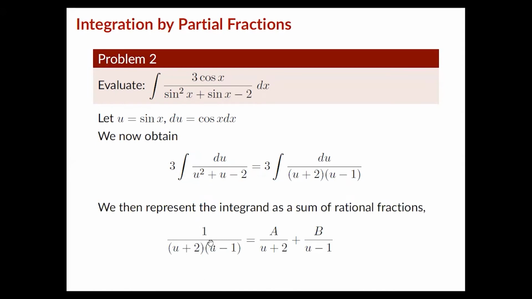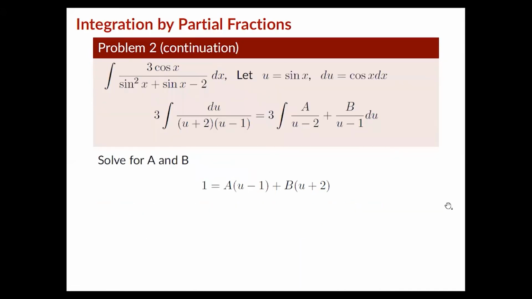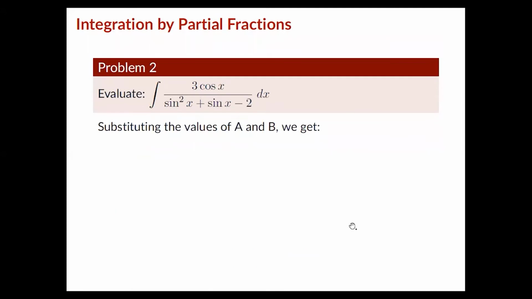So we have 1 over u plus 2 times u minus 1 equals a over u plus 2 plus b over u minus 1. Multiplying both sides by the denominator pa rin gives us this equation. Solving for a and b, we first let u be equal to 1. So that 1 is equal to 3b or that b equals 1/3. Letting u be equal to -2 gives us 1 equals -3a, or that a is equal to -1/3. Substituting the values of a and b, makukuha na natin ang integral na ito.